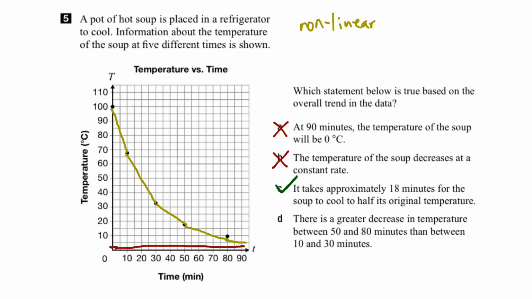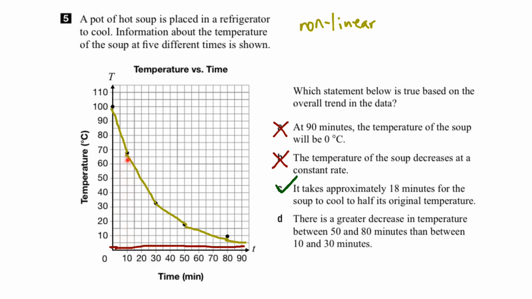So it looks like we got the right answer, but let's try D just to make sure. So D says there is a greater decrease in temperature between 50 and 80 minutes than between 10 and 30 minutes. So, well, let's look at the temperature at 50 minutes. It's about 18 degrees there, and the temperature at 80 minutes is 10, so the change in temperature here is about 8 degrees Celsius.